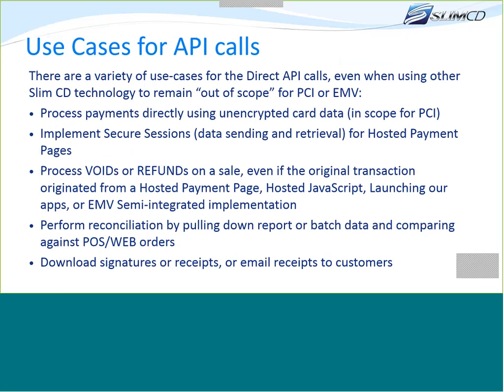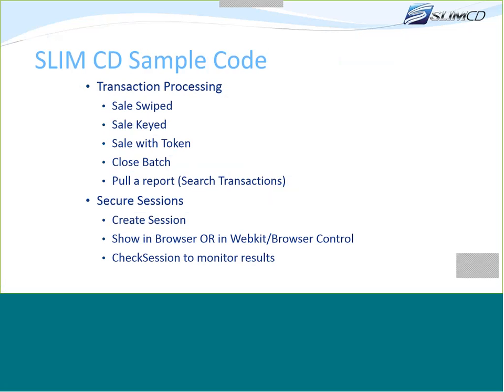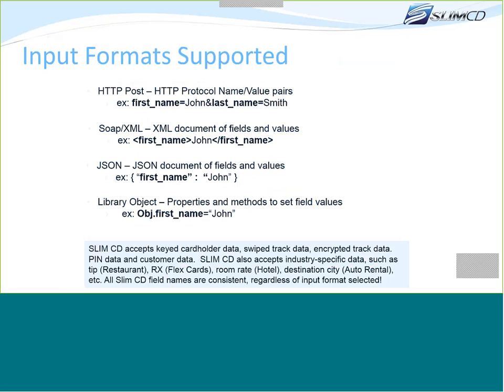Here are some use cases for when you want to use these things. As you've listened to this presentation and watched some of the videos, you'll be able to identify which pieces of this fit your current business model. And there's sample code galore for swiping, keying, web-based stuff, pause-based stuff, mobile stuff. It's all in there. If you're simply sending over direct connections, you can do name value pairs in HTTP post. You can send SOAP XML, you can send JSON, or you can use any of our libraries. So if you send HTTP name values, you get back name values. If you send SOAP or XML, you get back XML. If you use JSON, you get back JSON.